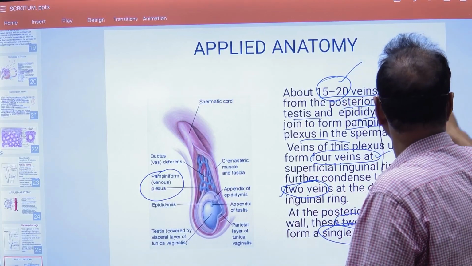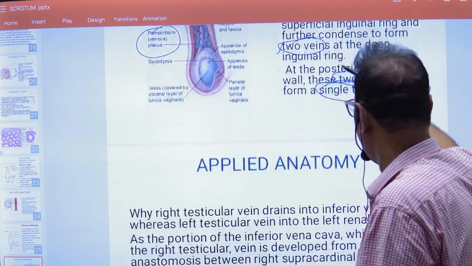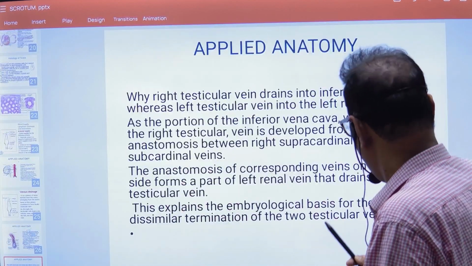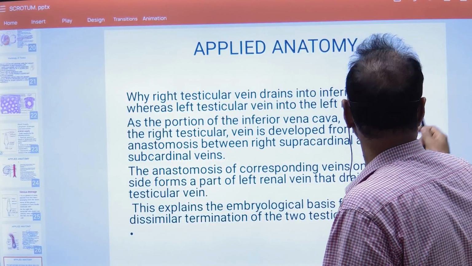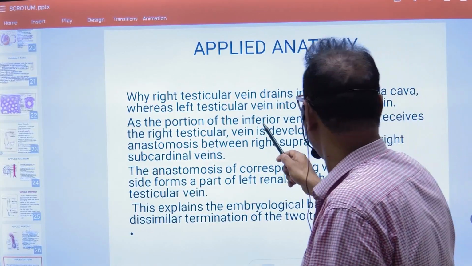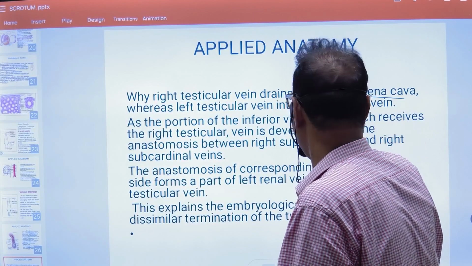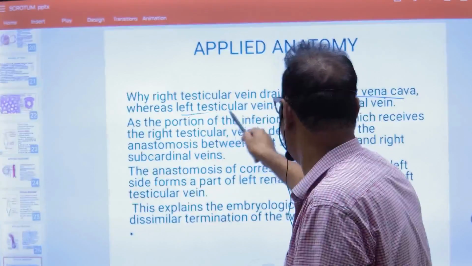right side and then left side. On the right side into the inferior vena cava, and on the left side into the renal vein. So now, why does the testicular vein drain into the inferior vena cava on the right, and into the left renal vein on the left?